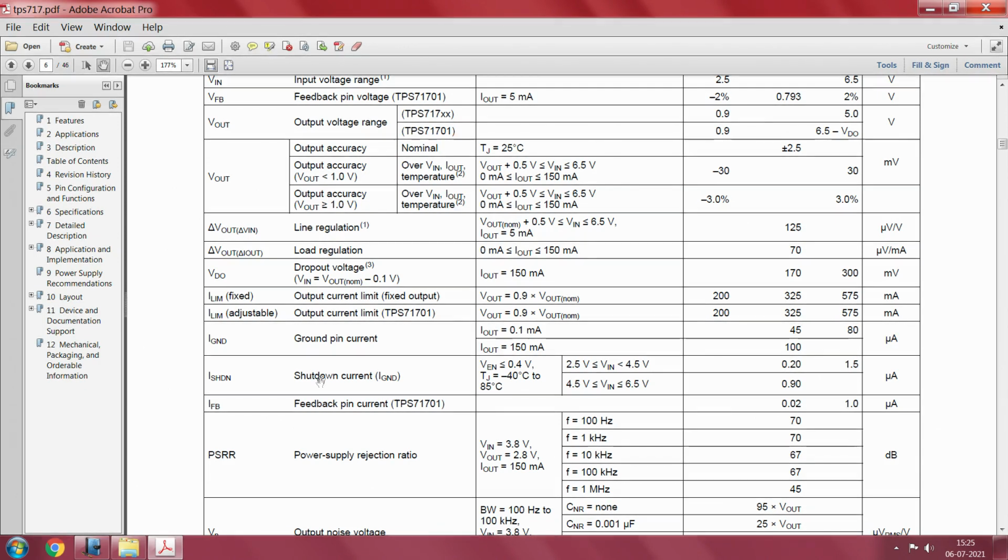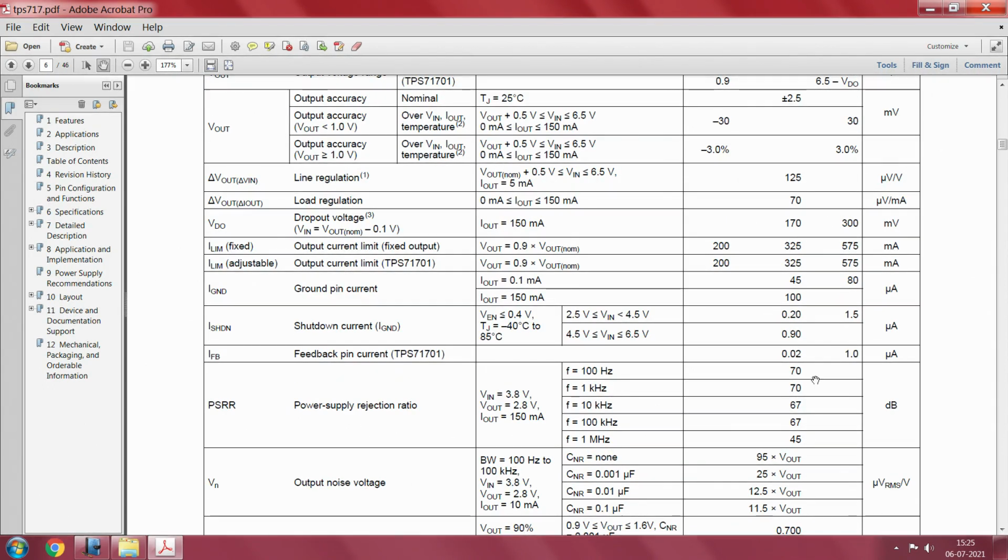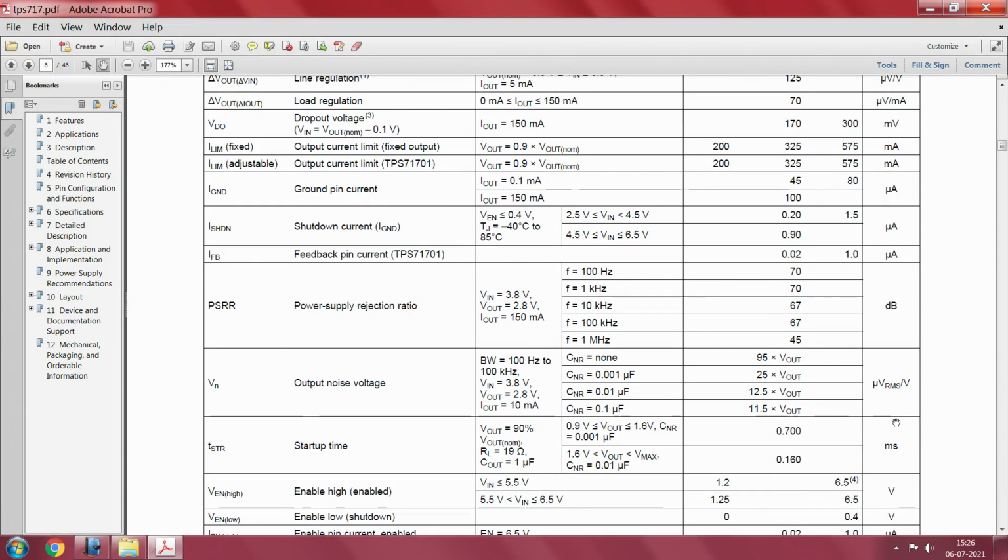Now what about the shutdown current? Shutdown current values are also given here. Then there is feedback current, and then there is PSRR. It can vary from 45 to 70 dB depending on the frequency, okay. This is a very important parameter, so please do look out for what it is that you want to attenuate.